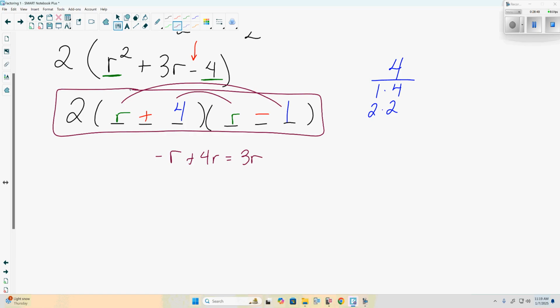Now on a whole, it's not any real different than what we've been doing. We just pull the greatest common factor out first and solve from there. Questions on this here?